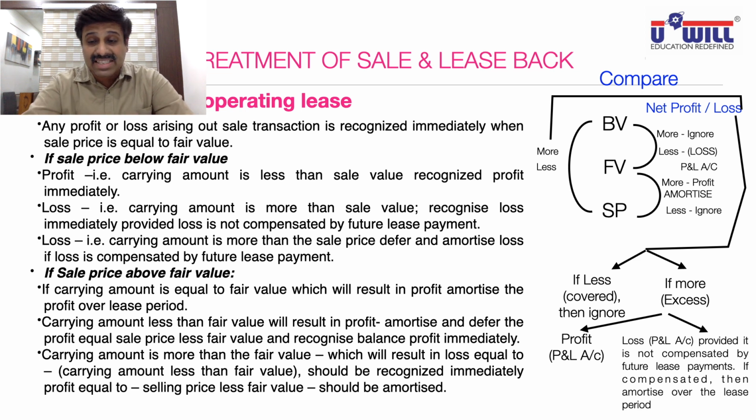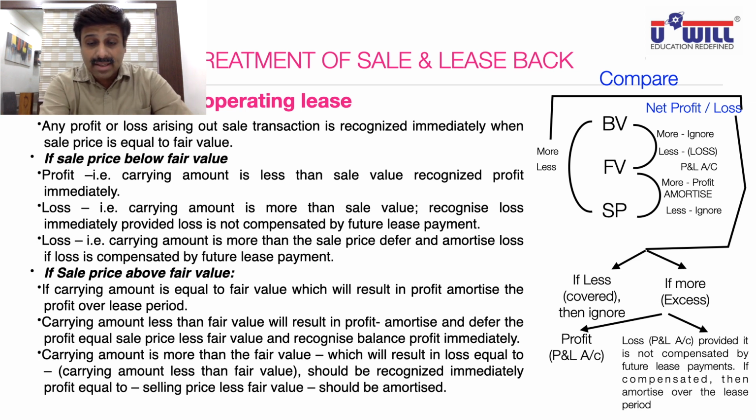If selling price is above the fair value, now right side. See the last two comparisons, fair value and selling price. If selling price is more, then what did I make you write? Profit amortize. This you have to do. Profit is to be amortized. The difference of selling price and fair value is to be amortized. Now what situations? If carrying amount is equal to fair value, means book value and fair value both are same. Right side, neither it is more, ignore, nor it is less, loss. Both are same. So only this point will come, profit is to be amortized.